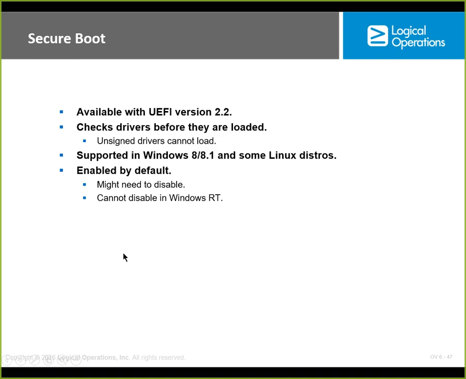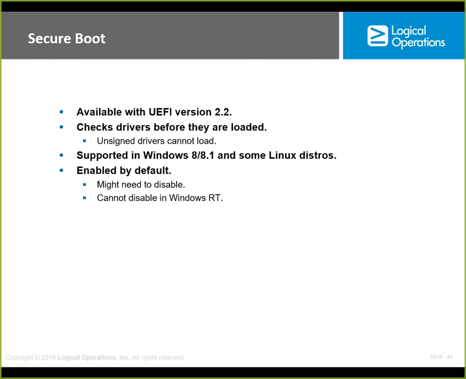Secure boot, it's available in the UEFI version 2.2. Checks drivers before they're loaded and does not allow unsigned drivers to be loaded. Microsoft has tried to do that in the operating system also, but unsigned drivers can be an issue, and this is the way malware gets in frequently. Support in Windows 8, 8.1, some Linux distros, Windows 10 on up, and the servers themselves.